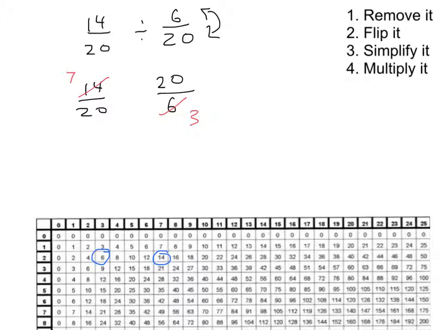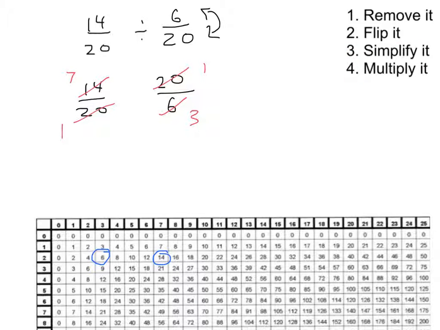Okay, so we're getting there. So now we need to simplify diagonally the other way. And again, as the last question, this is pretty easy because we know there's one number that goes into both numbers equally, and that's the number 20. So 20 goes into 20 once, and 20 goes into 20 once. Okay, so now we've finished with simplifying.